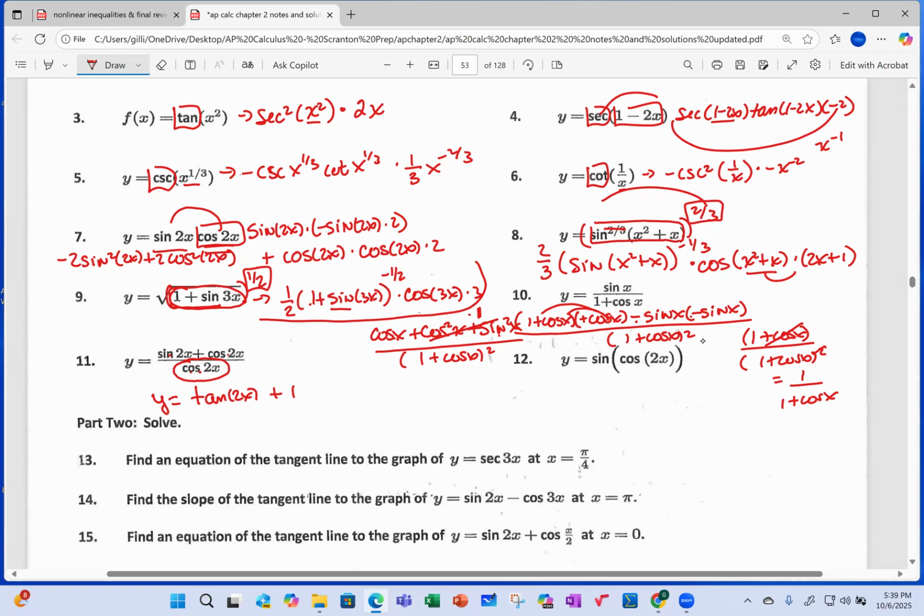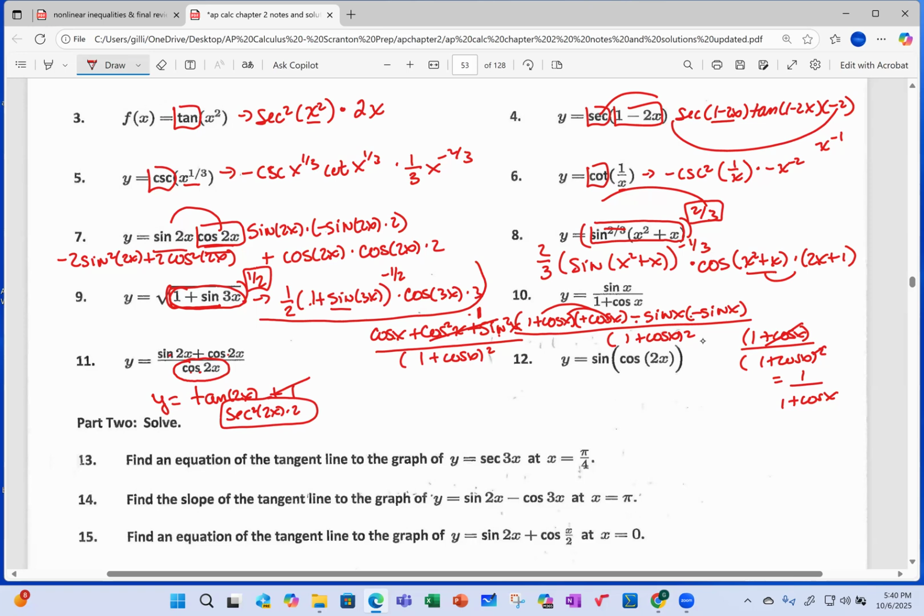So the derivative of tangent is secant squared of 2x times 2. And the derivative of 1 is just 0. This is a pretty neat one. We got a function within a function within a function again. So there's no quotient, no product, but we've got the chain rule a couple of times here.